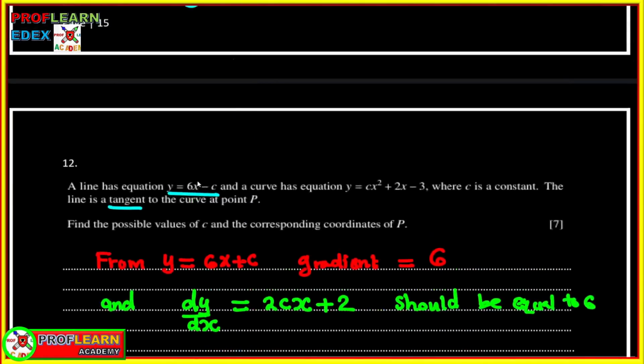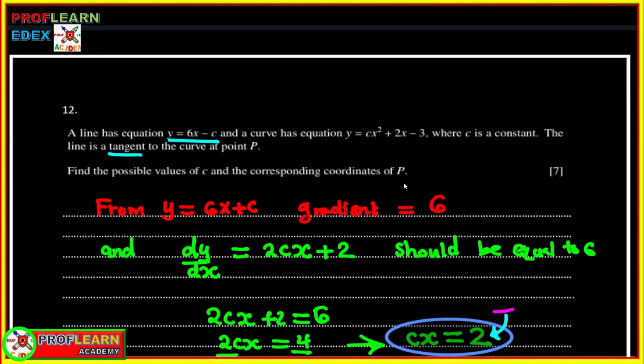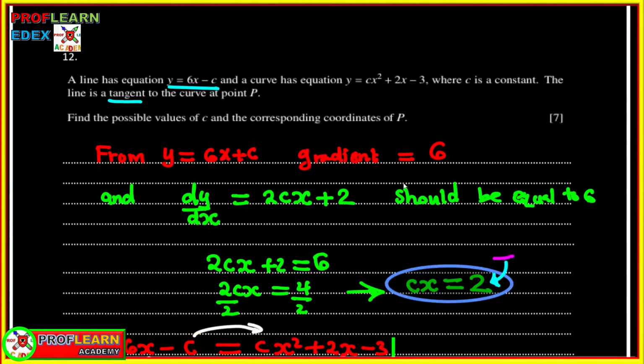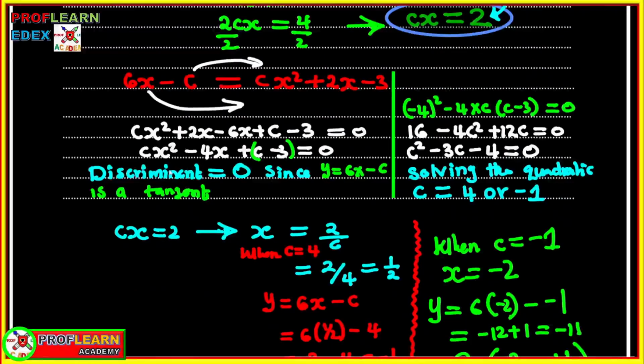So the next thing is to equate this equation and this one, because they are meeting at actually one point, so that will mean that the discriminant is equal to 0. When you have a tangent, it means the discriminant is equal to 0. So you are going to equate this and try to work out the discriminant, equate it to 0, and work out whatever equation we are getting here.